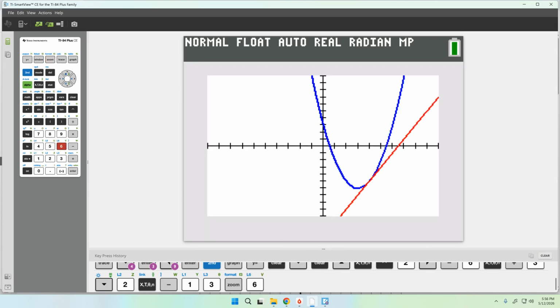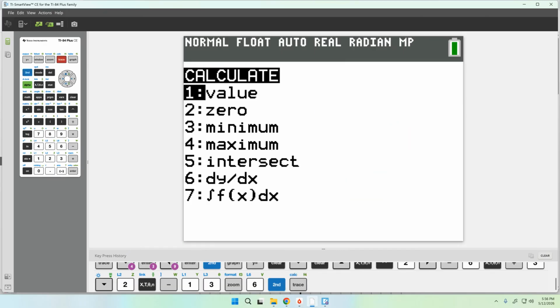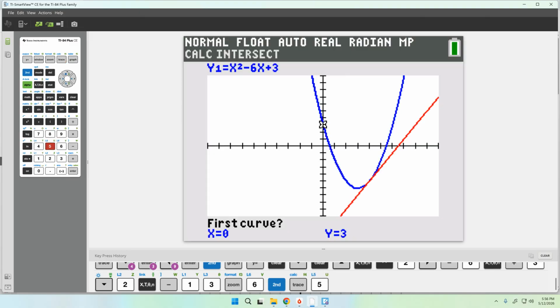Okay. Looking at this picture, the nature of the picture, how pixelated it is, it's really hard to tell if there's one intersection point or if there's two. And that's where that calculate intersect and using the table can really come in handy. So what I would do is do my second trace, go to 5 for intersect, first curve, yes, second curve, do our first guess, and it gives us this point of intersection here.